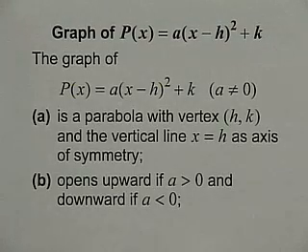Now that you've seen how to use the complete the square method to write the other form of the equation of a parabola, we should go over the rules for graphing parabolas. Let's take a look at those. The graph of p of x equals a times quantity of x minus h quantity squared plus k.